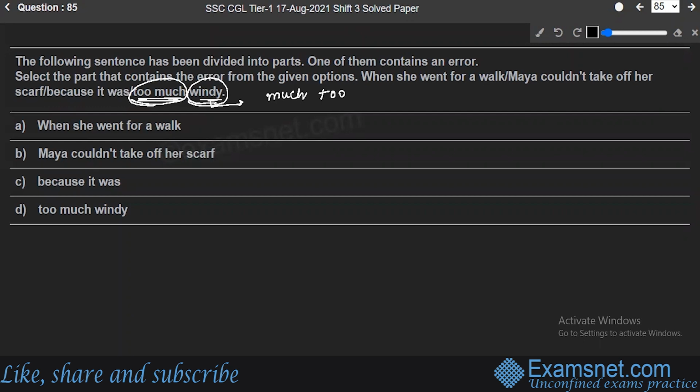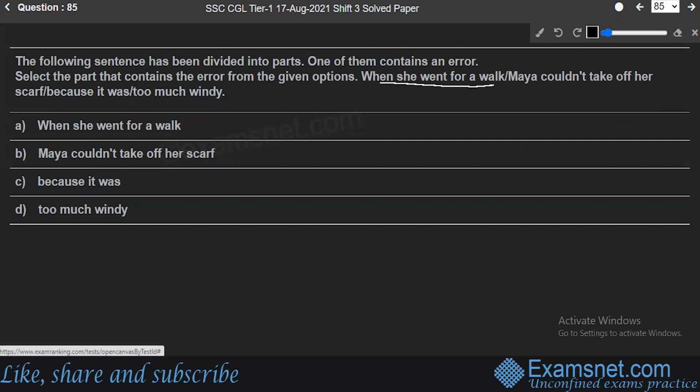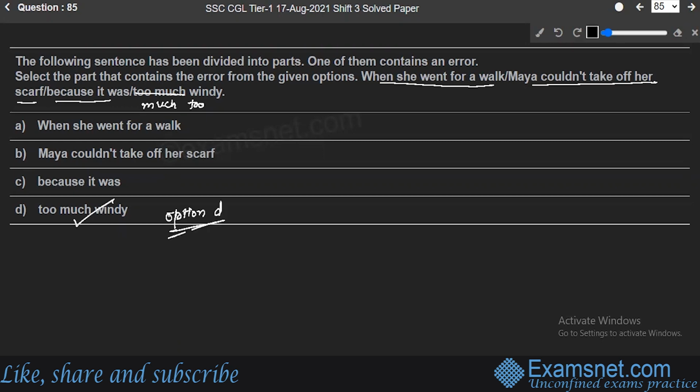The adverb "much too" will be used in place of "too much," and the whole sentence now will become: when she went for a walk, Maya couldn't take off her scarf because it was much too windy. Okay, so option D, this part of the sentence, contains an error. Hope you're clear with this, right? Then let's move to the next question.